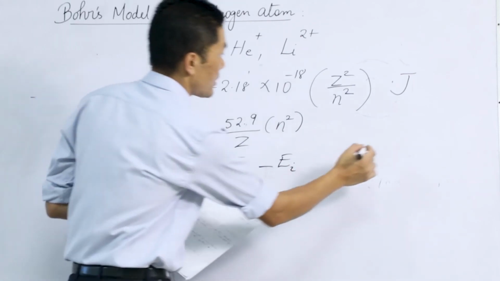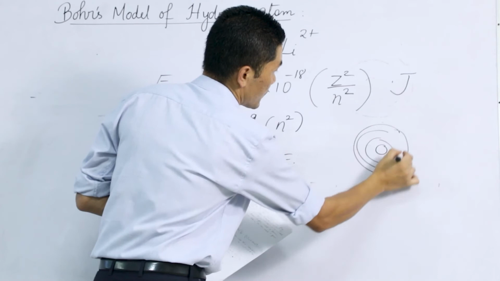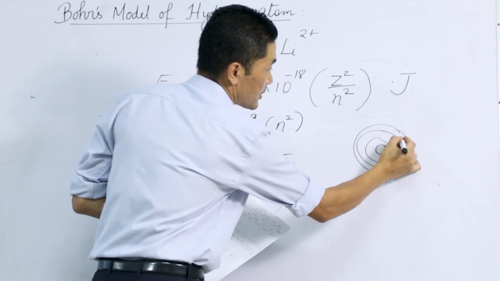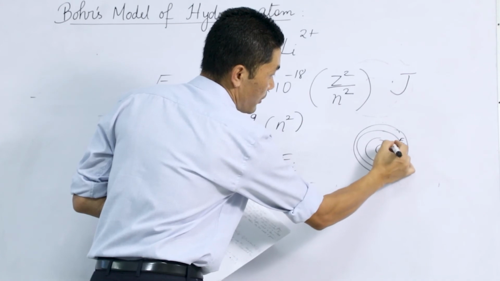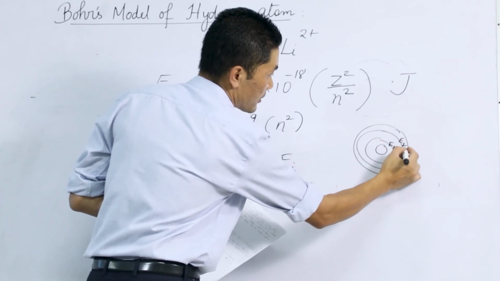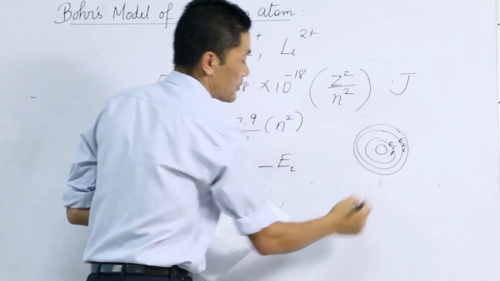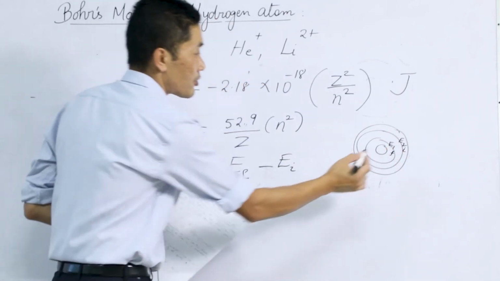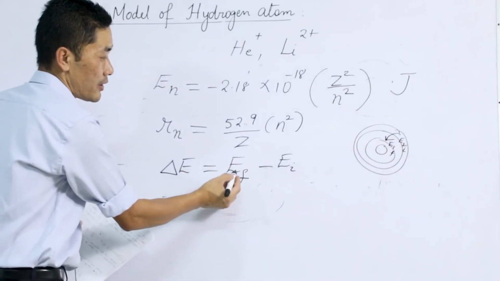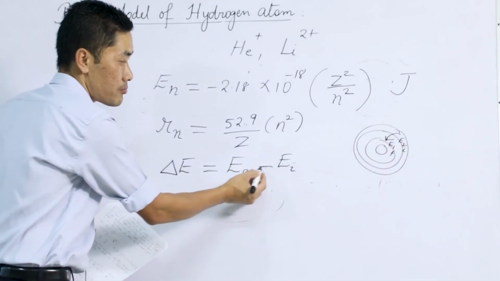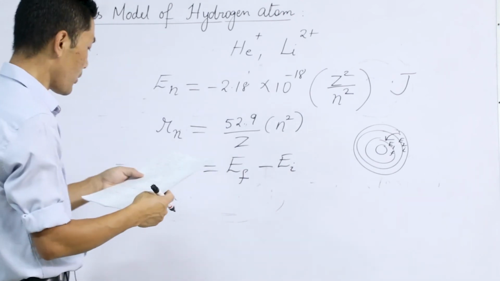For example, if we have an atom here, an electron jumps from this state, suppose E2 to E1. This will be the initial state and this will be the final state. So if the electron jumps from here to here, then the difference in energy between these two will be given by the energy of the final state minus the energy of the initial state.